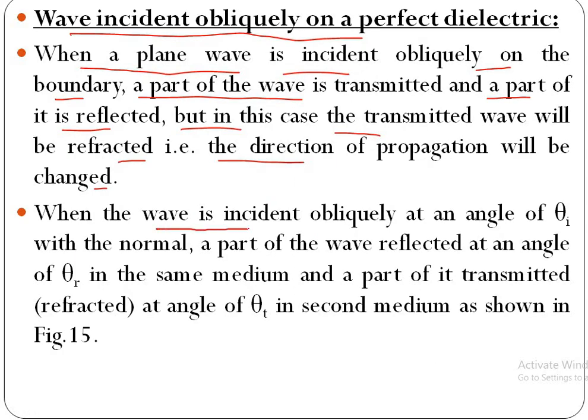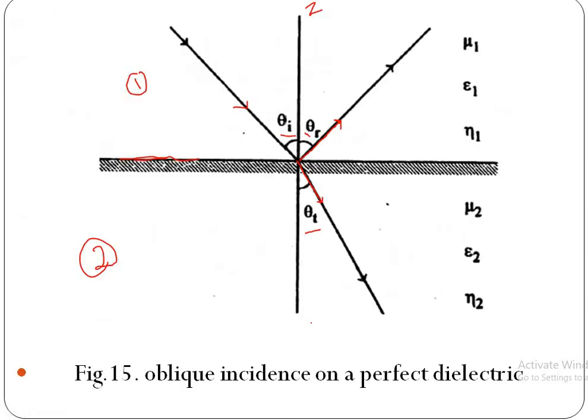When the wave is incident obliquely at an angle theta I with the normal, a part of the wave is reflected at an angle theta r in the same medium and a part of it is transmitted or refracted at an angle theta t in the second medium, as shown in the figure. This is the figure. Here this is the normal to the boundary. Oblique incidence on a perfect dielectric.